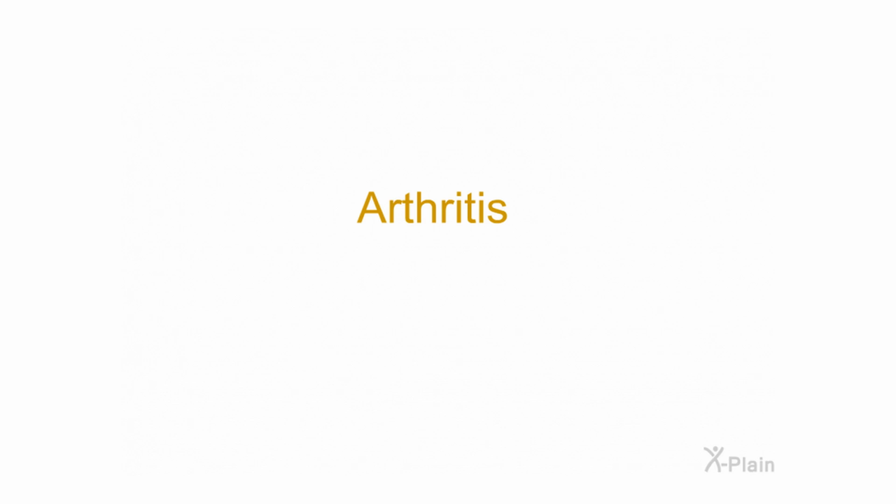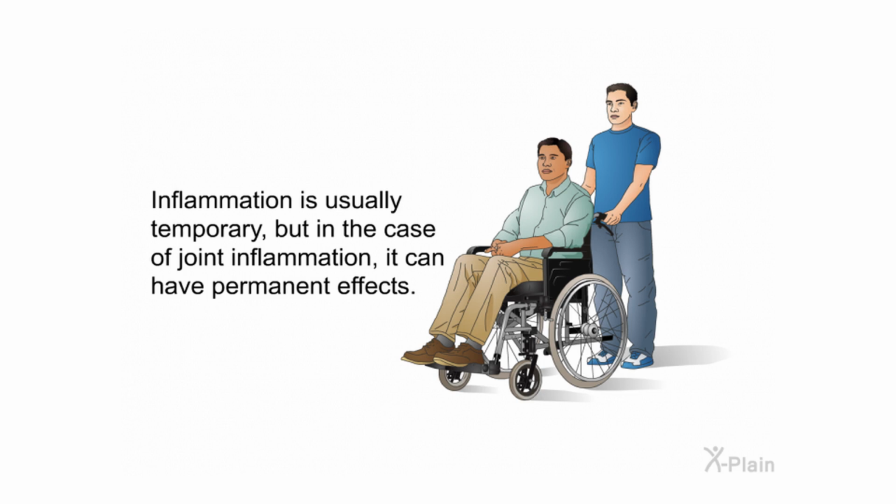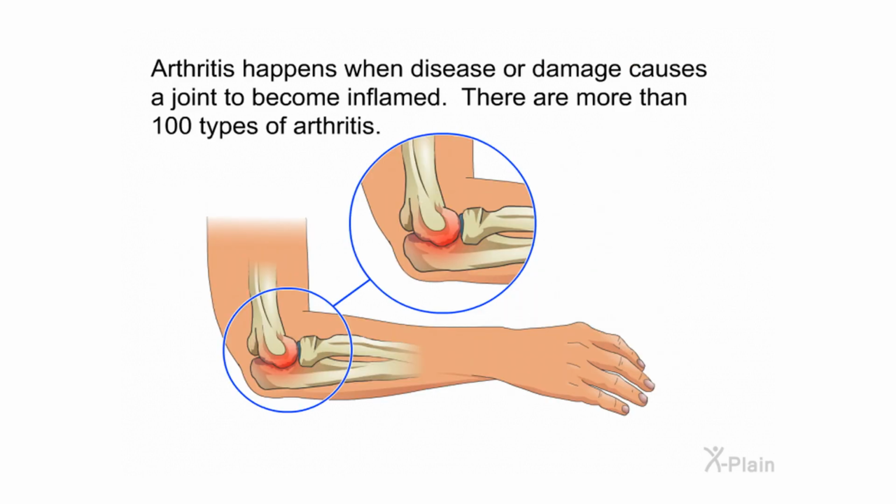Arthritis. The word arthritis comes from Greek and means joint inflammation. Inflammation is a normal bodily reaction to injury or disease. Inflammation is usually temporary, but in the case of joint inflammation, it can have permanent effects. Arthritis happens when disease or damage causes a joint to become inflamed. There are more than 100 types of arthritis.